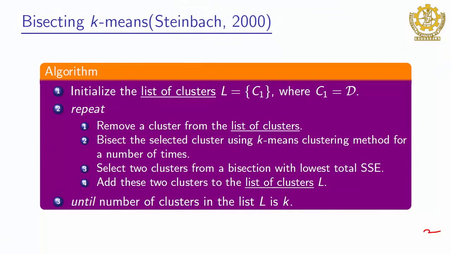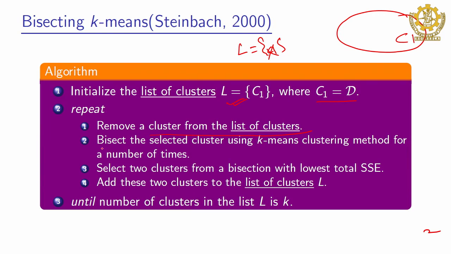Initialize the list of clusters L. First you consider the entire data set as a single cluster, call it C1, and put it in the list. So that list initially consists of a single cluster. Now remove a cluster from the list of clusters. There is only one cluster, so you remove it, and the list will be null.